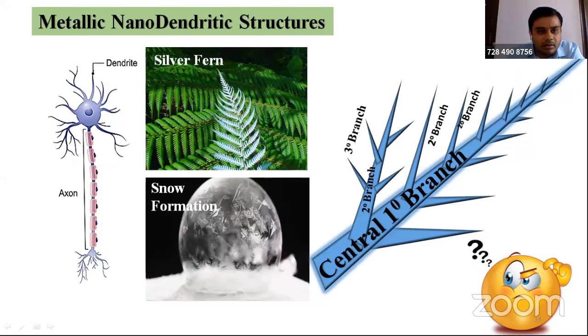So I'll talk a little about the dendritic structures. A dendritic structure is basically a branched structure. I'm sure everybody knows what dendrites are in the nervous system. This type of structure is present in normal things, like the silver fern or snow formation if you break the ice. So this kind of structure you can see naturally, and it can be engineered. These nanostructures can be engineered onto the chip, having a central branch followed by a second-degree branch and a third-degree branch.